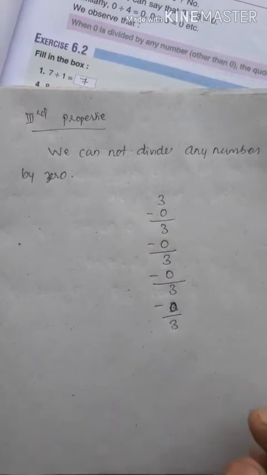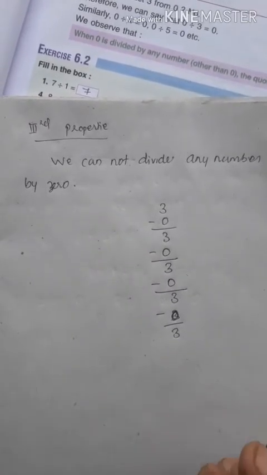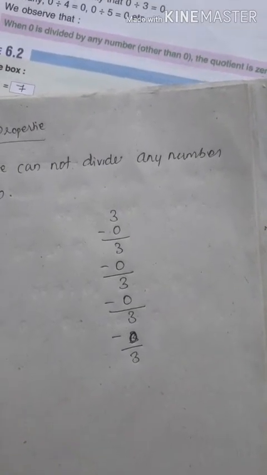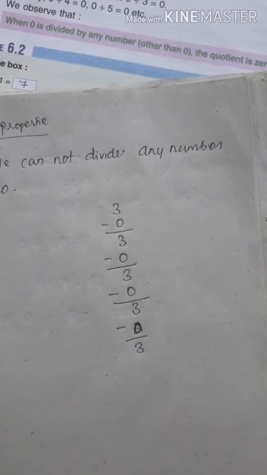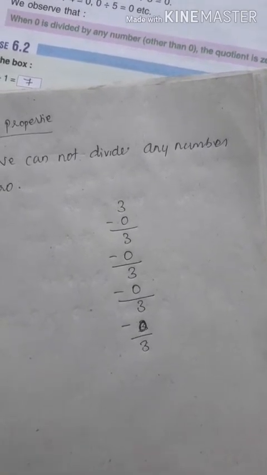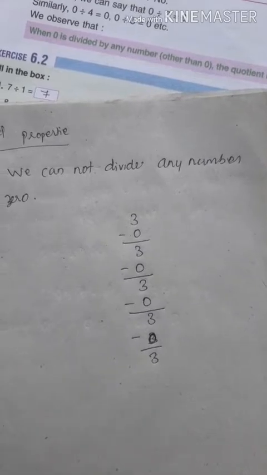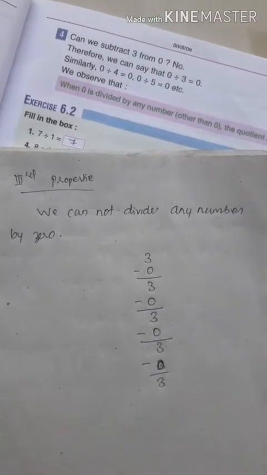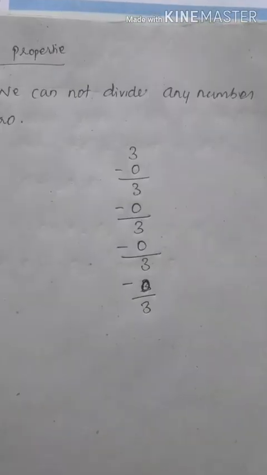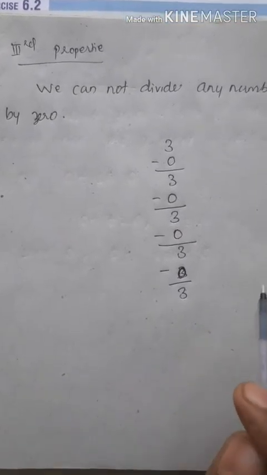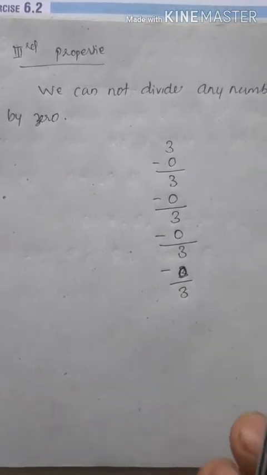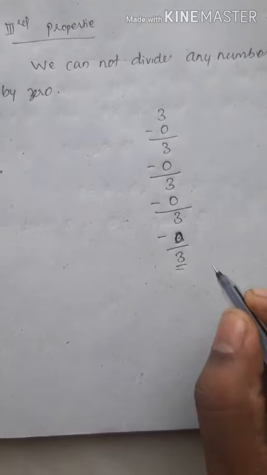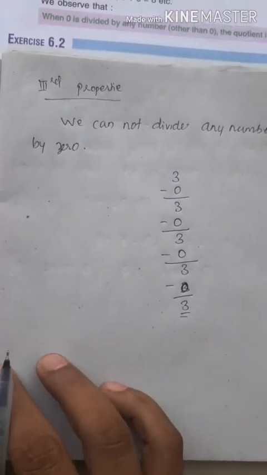So the conclusion is this, students. We have seen that every time we subtracted 0 from 3, the difference is 3. So like this you can go on and on till infinity. You will not get 0. Understood? So students, this is the third property. We cannot divide any number by 0. Understood?